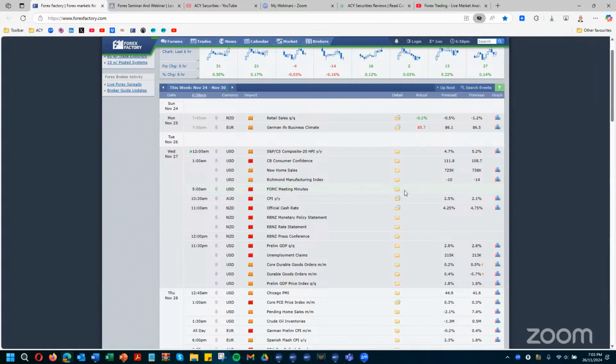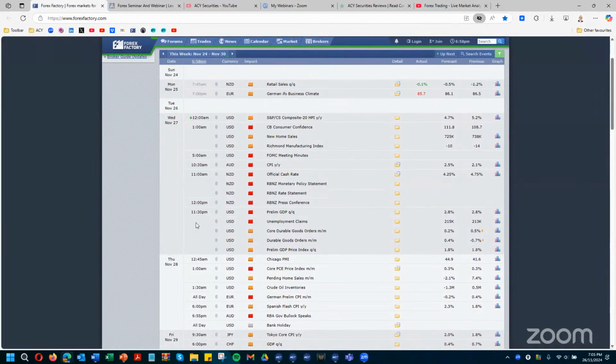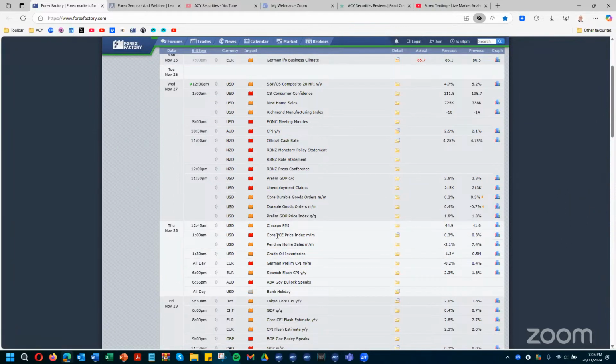Expecting inflation coming in at 2.5 rather than 2.1 previous. 11 o'clock, we have the New Zealand cash rate, which is expected to come in 50 basis points lower. And then a press conference and multi-point statement, press conference there at 12 p.m. from RBNZ. 11:30 in the evening for US, we have prelim GDP Q/Q. Moving into Thursday, early morning, 1 o'clock, US core PCE price index. All day, we have German prelim CPI month-on-month data being released. It's not all day, but it can come out at any given time. It's probably more like early London.